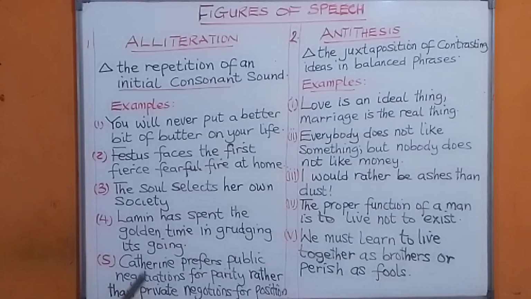Look at number 5. Catherine prefers public negotiation for parity rather than private negotiation for position. You see the P repeated: prefer, public, parity, private, position. That's the first consonant being repeated, the initial consonant. If you do that, that is an alliteration. You can select any word.